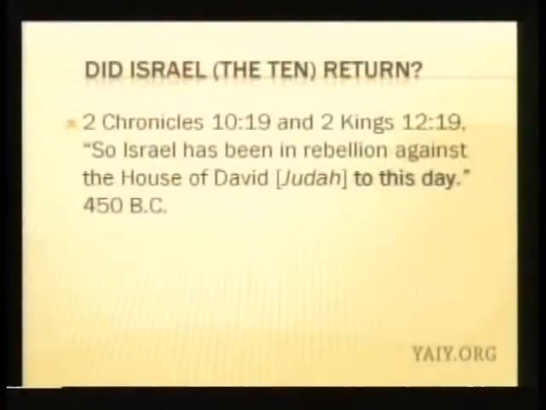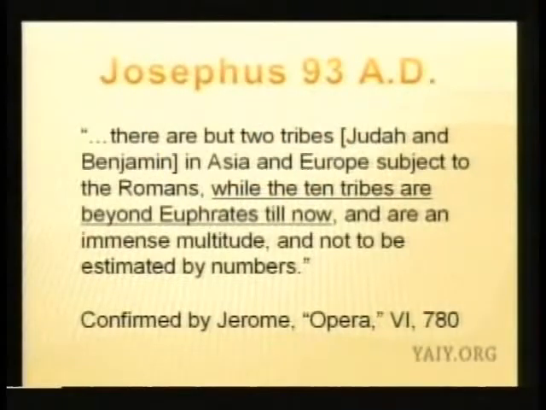Did Israel, the 10, return? 2 Chronicles 10, 2 Kings 12. So Israel has been in rebellion against the house of David, there's the two nations, to this day. And again, that's written 450 BC, approximately 100 years after some of the Jews returned to the land. Josephus, the historian, writing about 93 AD, says there are but two tribes, speaking of Judah and Benjamin, in Asia and Europe, subject to the Romans, while the 10 tribes are beyond Euphrates until now, and are an immense multitude, not to be estimated by number.